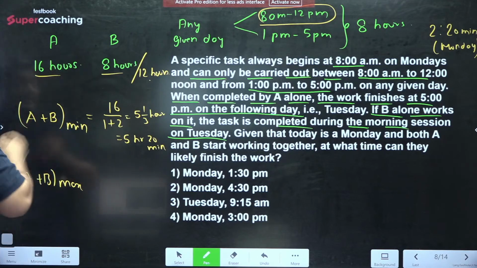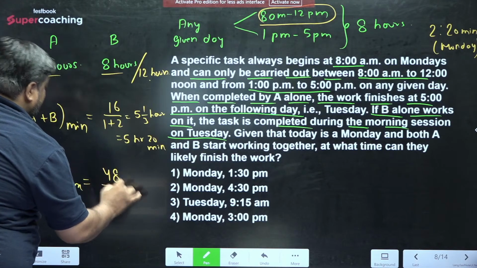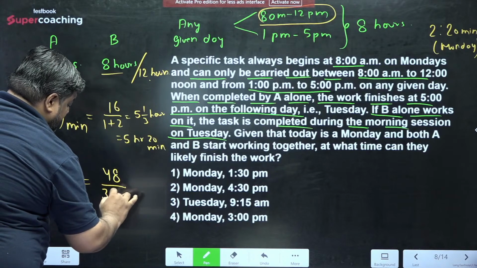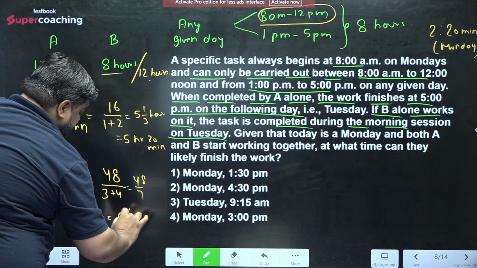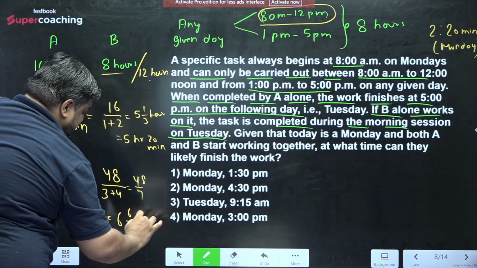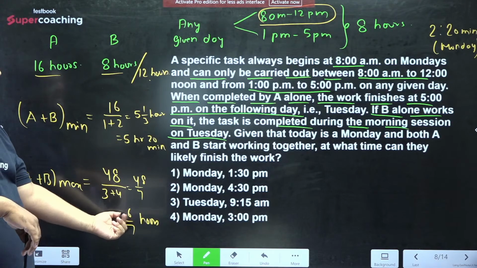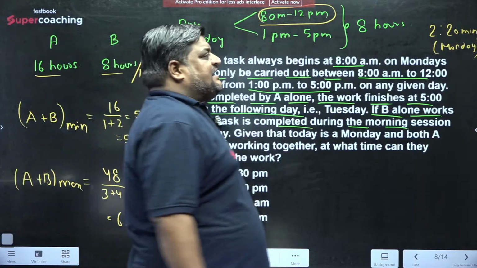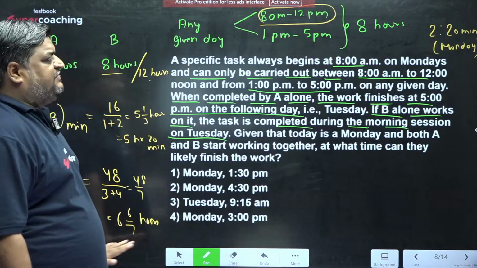Yes sir. In that case, the time taken would be, total work is 48, LCM of 16 and 12, right? 3 plus 4, so this is 48 over 7, which is 6 6/7 hours. So this work will finish in roughly 7 hours, a little less than 7 hours. Starting at 8 AM, let's take roughly 6 hours 50 minutes.